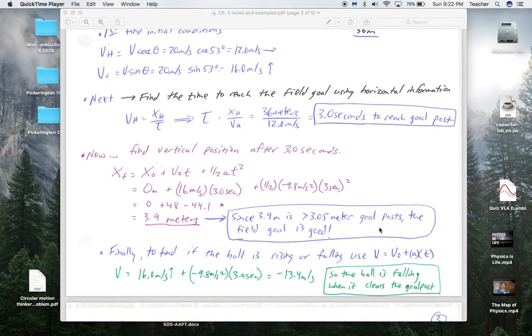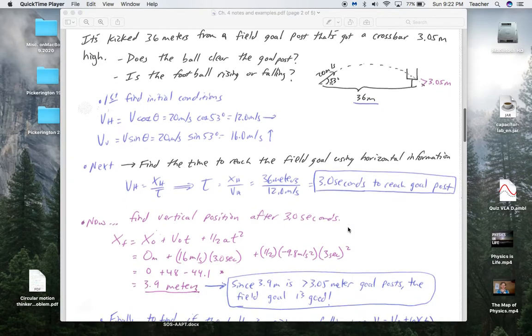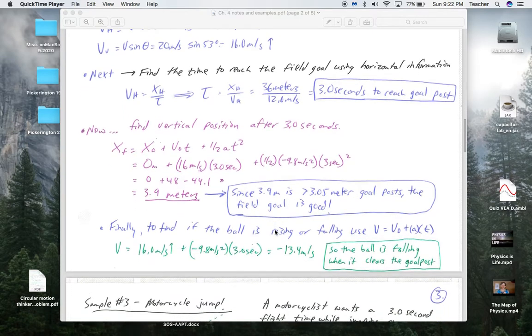Probably we know it's going to be going down at that point, but we want to take a look anyhow, because 36 meters would be a pretty long field goal, probably over 40 yards for sure. So we could use this formula to figure out whether our ball is rising or falling at that point.